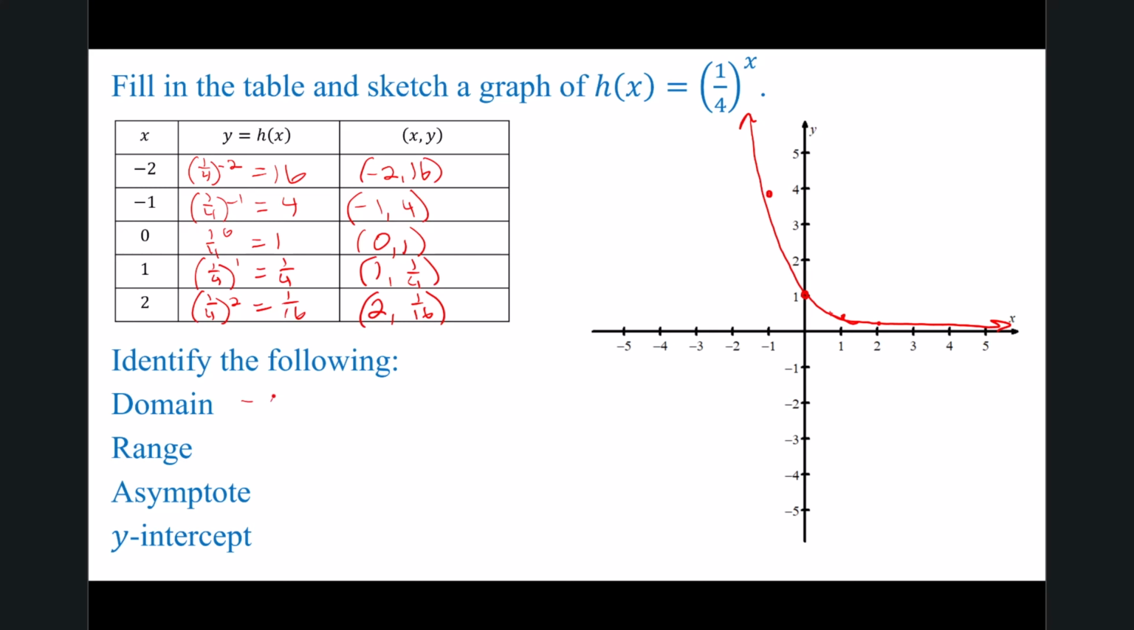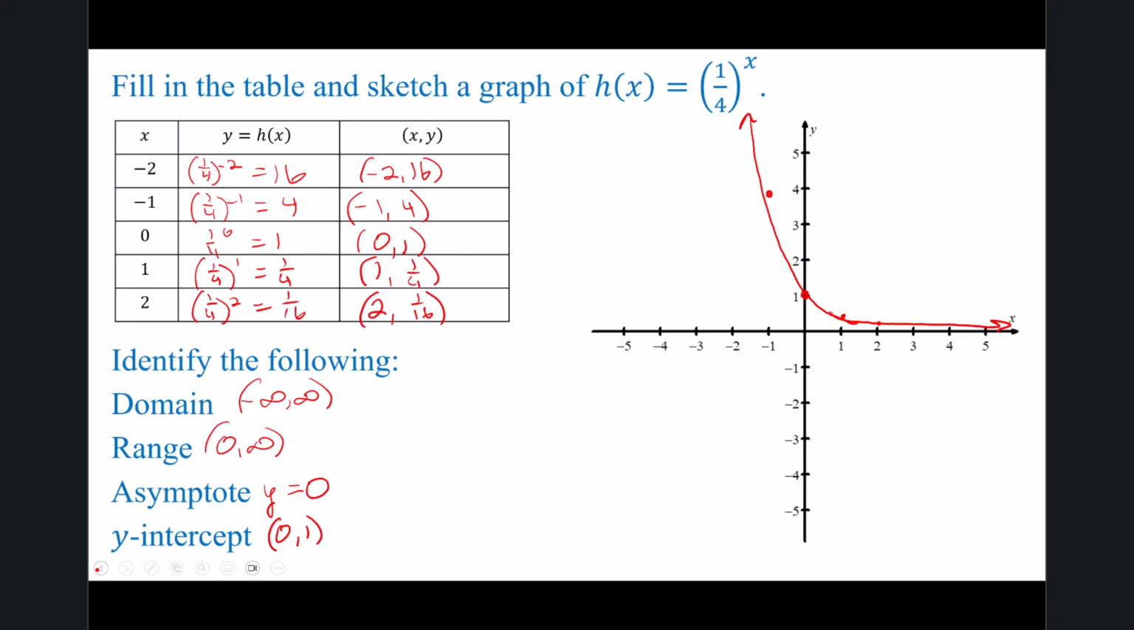We still have the same domain. The domain of any exponential function is all real numbers. The range goes from 0 to infinity. The asymptote is still y equals 0, and the y-intercept is still the point 0, 1.